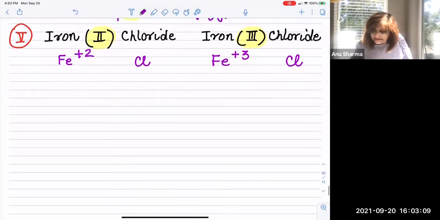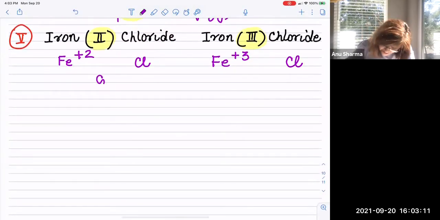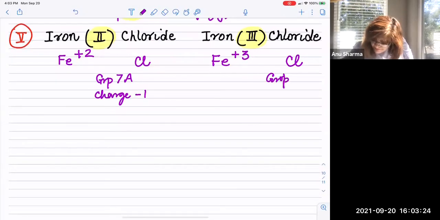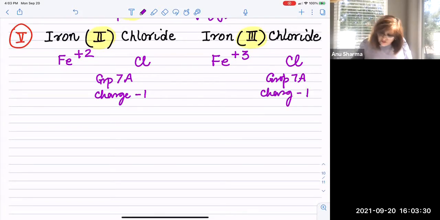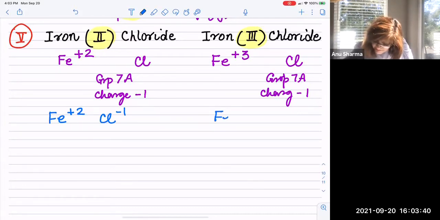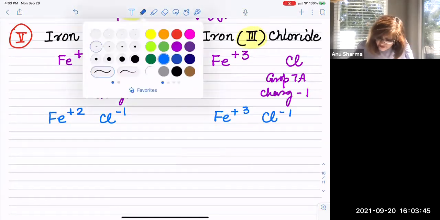Symbols, remember, memorize the symbols, okay? Now chlorine is group 7A. Therefore the charge on chlorine is -1. Group 7A, charge is -1. So what do you get here? You get Fe +2 Cl -1. Here you have Fe +3 Cl -1, and you crisscross.